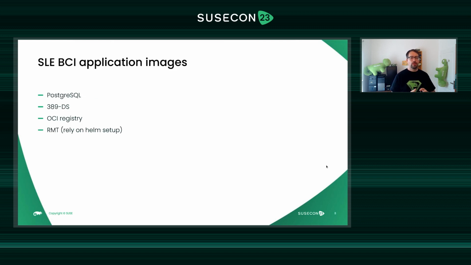So we have general purpose images, we have development stack images, and we also have application images in SLE BCI. Currently, we have 4 different applications. We have a PostgreSQL database, we have 389DS for an LDAP server, we have an OCI registry if you want to run your own registry, and we have RMT, the mirroring server from SUSE, which relies on a Helm setup because it combines several containers at the same time.